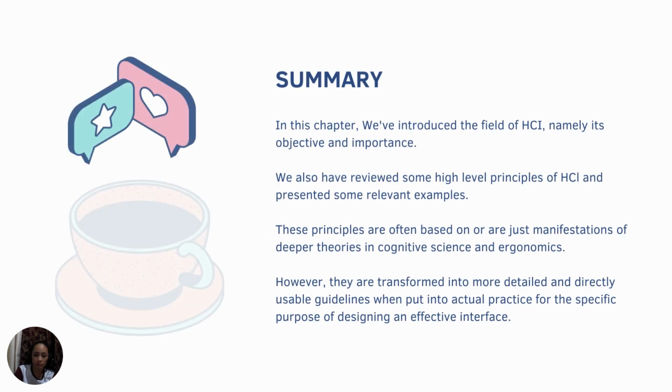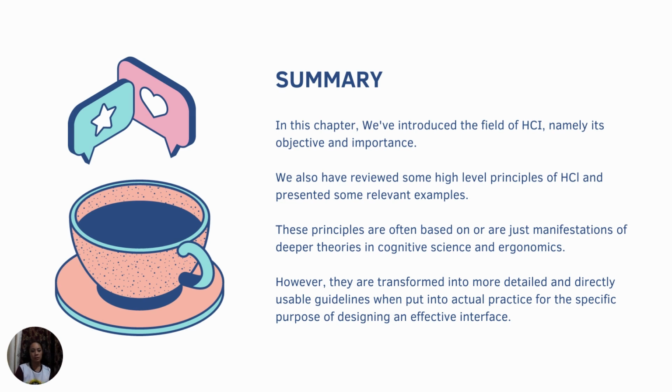So the summary of this chapter is we have introduced the field of HCI, namely its objective and importance. We have also reviewed some high-level principles of HCI and presented some relevant examples. These principles are often based on or are just manifestations of deeper theories in cognitive science and ergonomics. However, they are transformed into more detailed and directly usable guidelines when put into actual practice for the specific purpose of designing an effective interface.